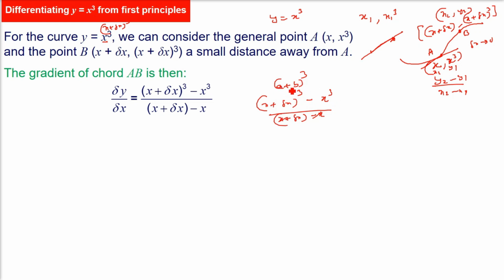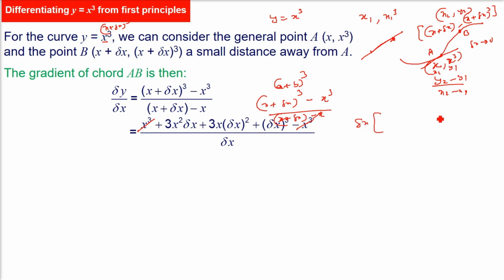So a cube plus b cube plus 3ab into a plus b. So when you apply this formula a plus b whole cube, x cubes get cancelled, and delta x you can take common. When you take delta x common, you have delta x in the denominator, it gets cancelled. Finally we will apply the limit.